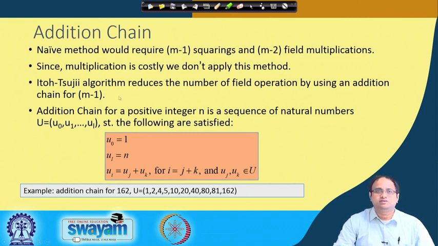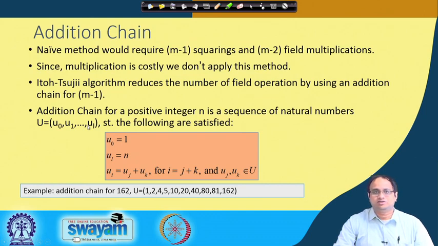So, let us define an addition chain. What is the definition of an addition chain? An addition chain for a positive integer n is a sequence of natural numbers starting from u0, u1 and so on to ul, where l is the length of the addition chain, such that I initialize u0 to 1 and ul to n. That means, since it is the addition chain for n, the starting point is 1 and the end point is n. The in-between values we need to determine.